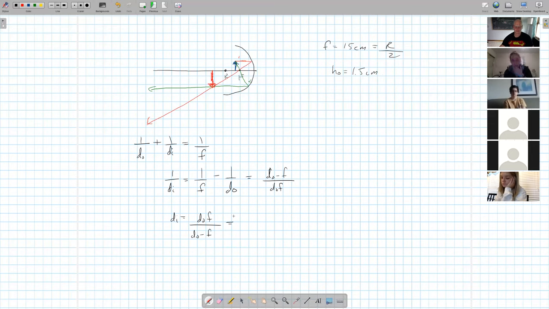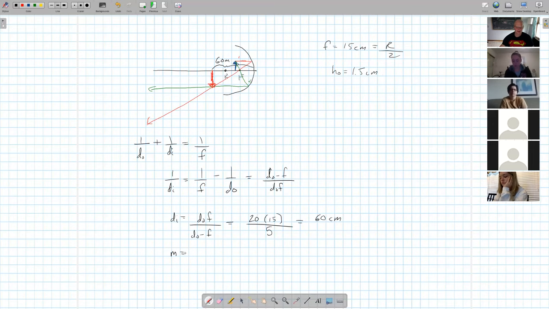Let's plug in our numbers. So this now is going to become 20 times 15 divided by 5. So that's going to be the same thing as 60. So it's going to be 60 centimeters. So this distance from the back of the mirror should be 60 centimeters. And again, that makes sense because it's greater than the radius of curvature, which is 30. And from our drawing, this is what we should expect.